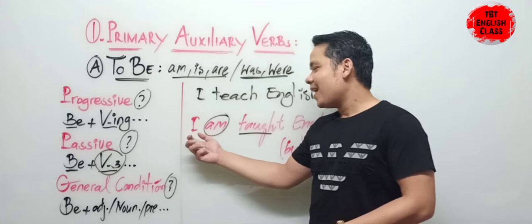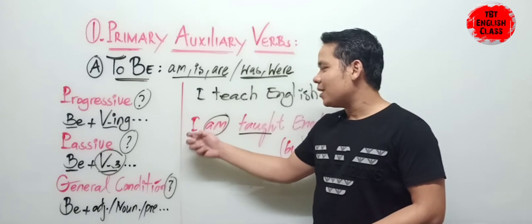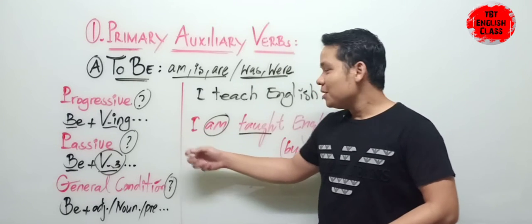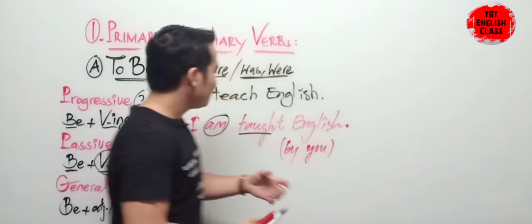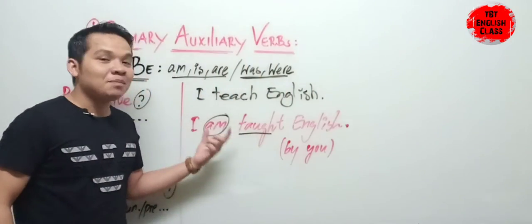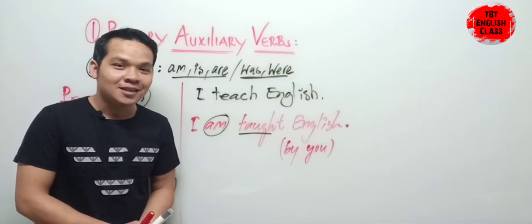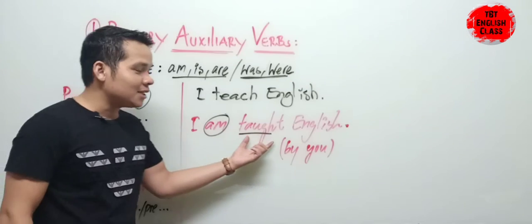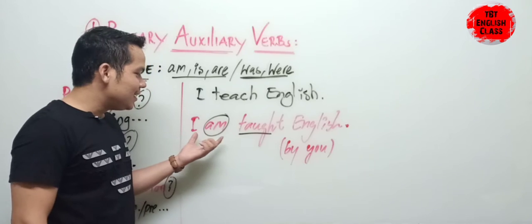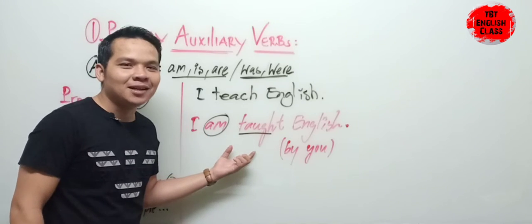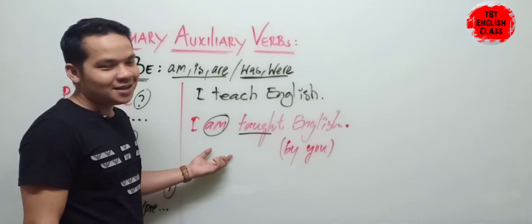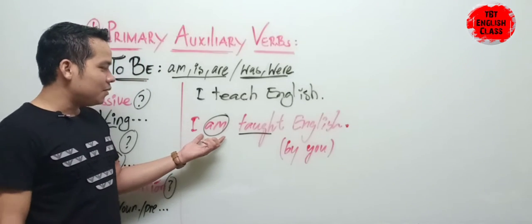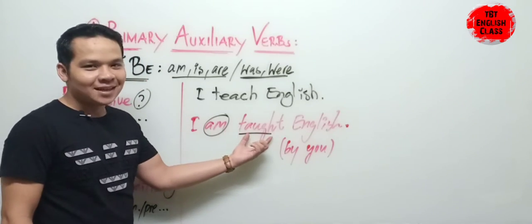This one, I am not a doer like this one. I am a receiver, you know? So I am taught English means that you teach me English or someone teaches me. So you can see verb be plus verb 3, taught, and then this sentence becomes passive form already. So passive voice, we talk about this situation. Okay, you got it? You can see primary auxiliary verb be plus verb 3.